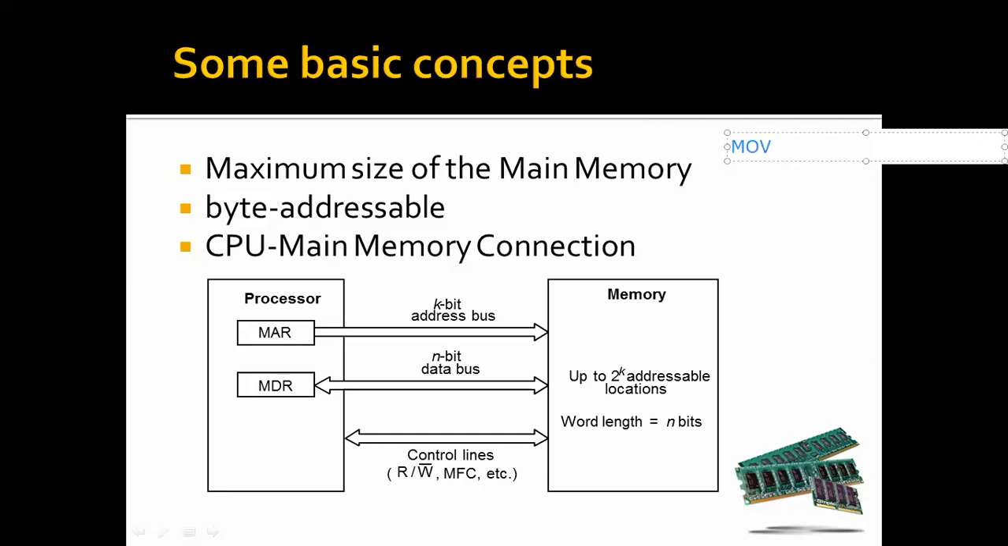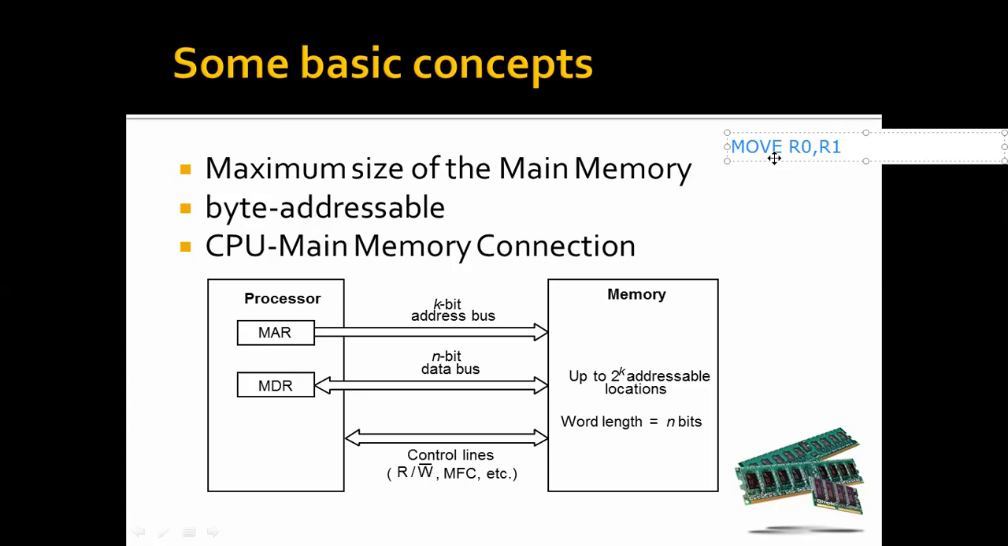Move R0, R1. That means this is one instruction. It belongs to the data transfer instructions. What is the meaning here? The data in the R0 register will be moved to the R1 register. This is one instruction, and this instruction is stored in a memory location.